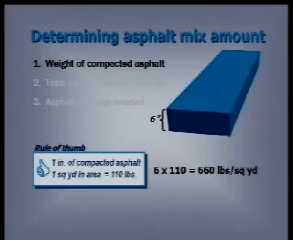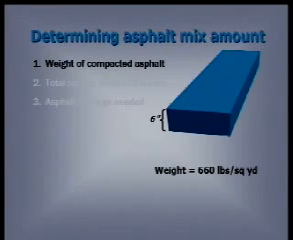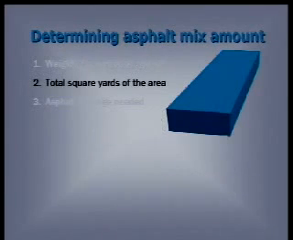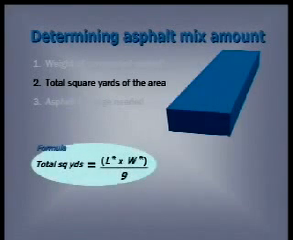Once we have found the weight per square yard of compacted asphalt for our patch, we need to calculate the total square yards of the area to be repaired. To do this, we will need to use a formula. The formula for calculating the total square yards of the area to be patched is the length of the area in feet multiplied by the width of the area in feet divided by 9. 9 is the number of square feet in a square yard.